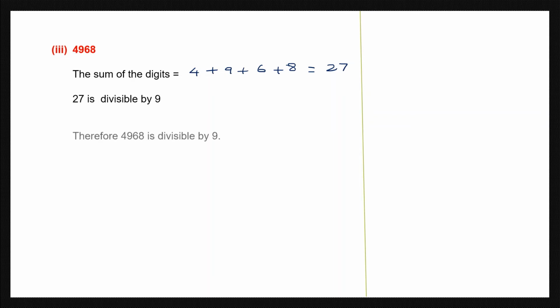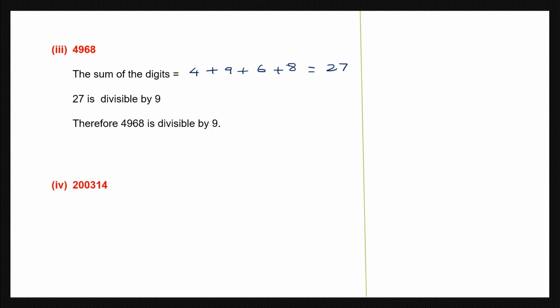Question 3. 4,968. Let's find the sum of the digits. 4 plus 9 plus 6 plus 8. What do we get? 4 plus 9 is 13. 13 plus 6 is 19. 19 plus 8 is 27. 27 is divisible by 9. That means 4,968 is also divisible by 9.